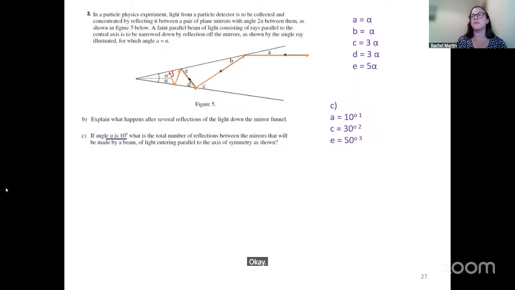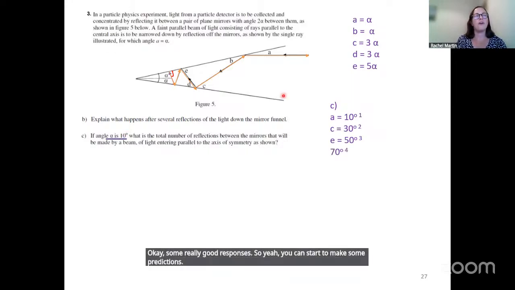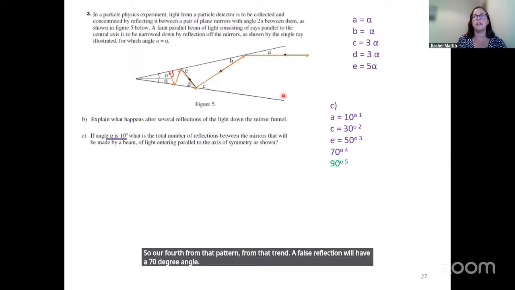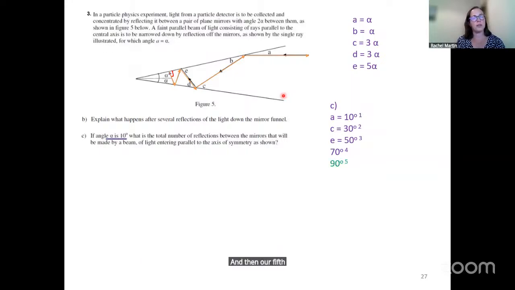Okay, some really good responses. So yeah, you can start to make some predictions. From that pattern, from that trend, our fourth reflection will have a 70-degree angle. And then our fifth one, this is where the magic happens, will reflect at 90 degrees to the surface.